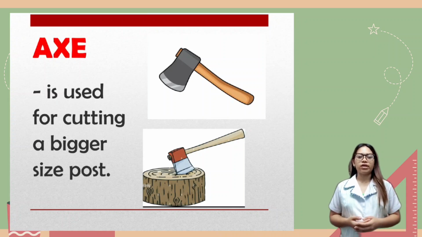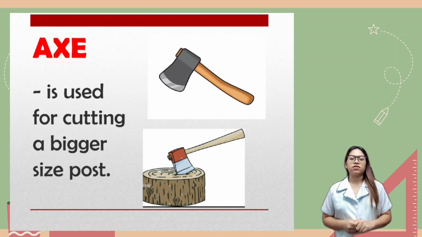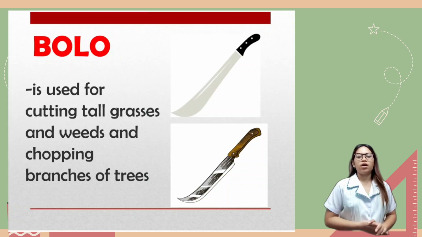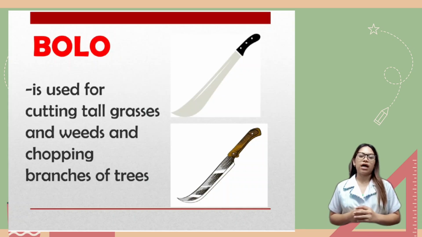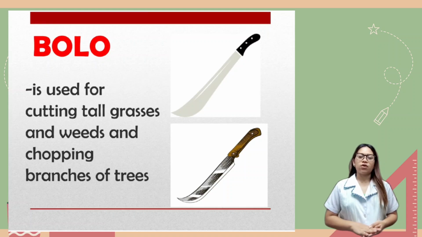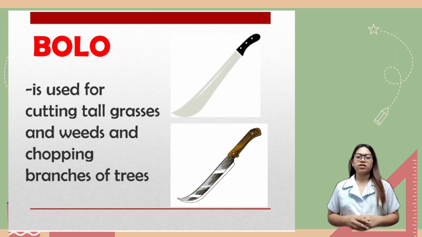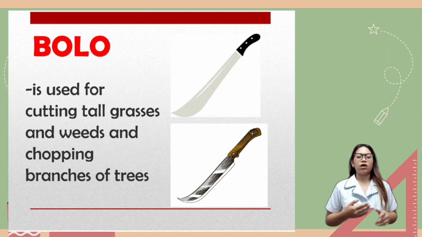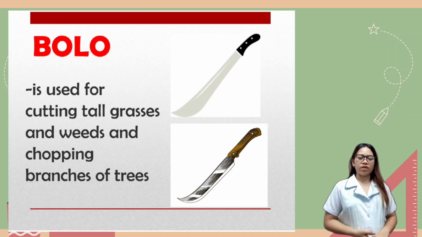So the axe is important because it helps farmers clear land and cut unwanted trees or branches quickly. Okay. So second is the bolo. A bolo is used for cutting tall grasses and weeds and small branches. So a bolo is important because it helps keep the farm clean and prevents weeds from competing with crops for nutrients and sunlight.